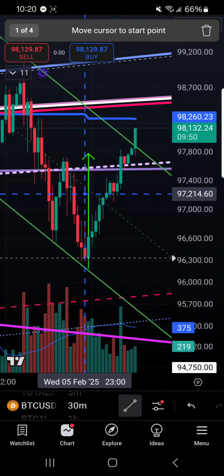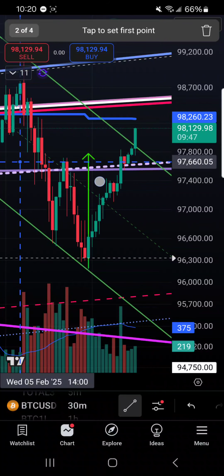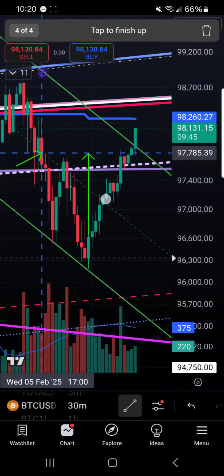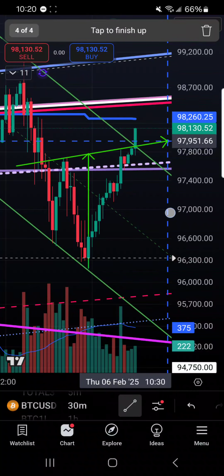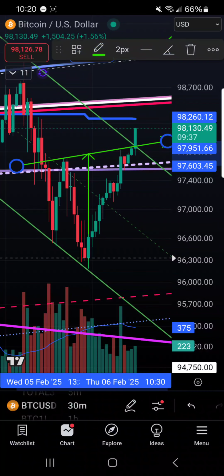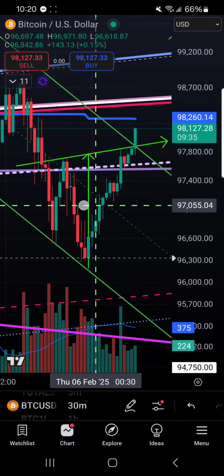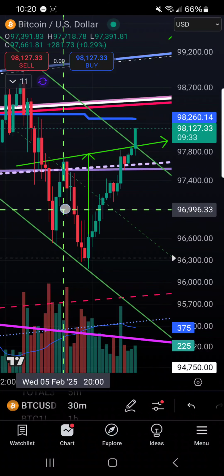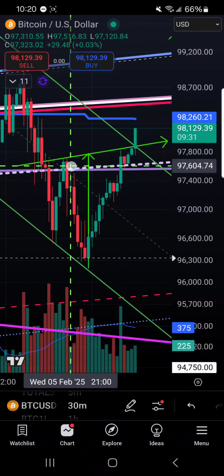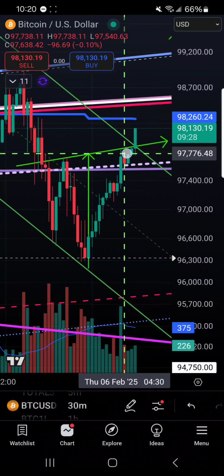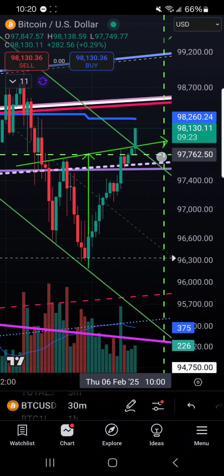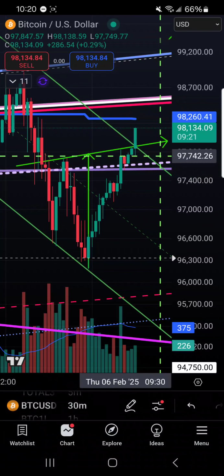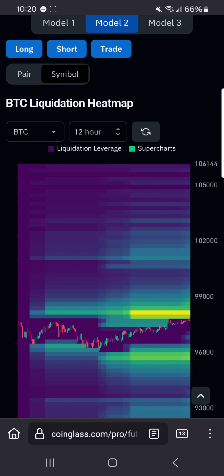So we do have a neckline right here. What I saw was a potential inverse head and shoulders forming here with this shoulder, a head, and then potentially another shoulder right here. But it doesn't look like we're forming that shoulder. It actually looks to me like we are going after this liquidity.